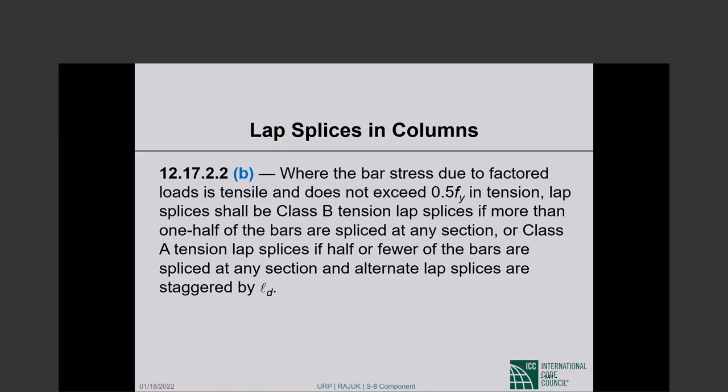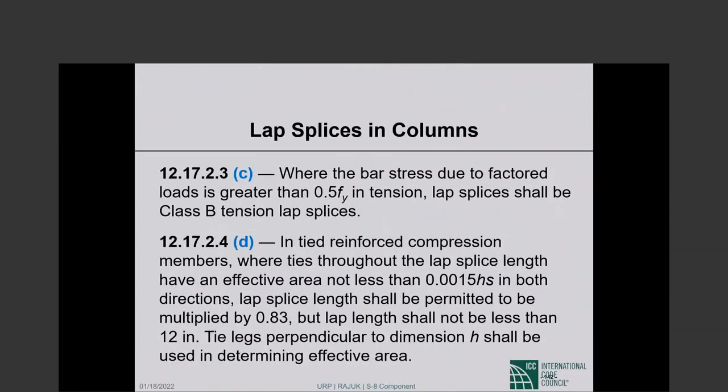And it may be worth repeating. So where the bar stress due to factored loads is tensile, remember these are column bars, but the stress is tensile, but does not exceed 0.5 F sub y in tension. In that case, lap splices shall be class B tension lap splices if more than one half of the bars are spliced at any one location, or class A tension splices if half or fewer of the bars are spliced at any one location, and alternate lap splices are staggered by the full development length L sub D.